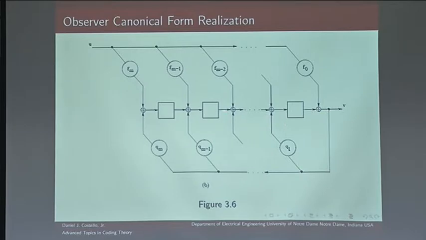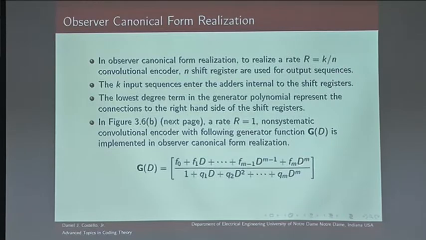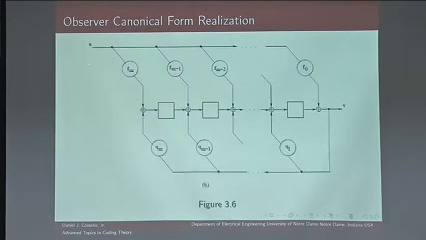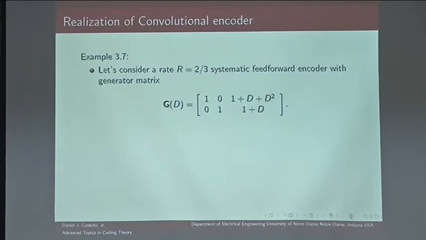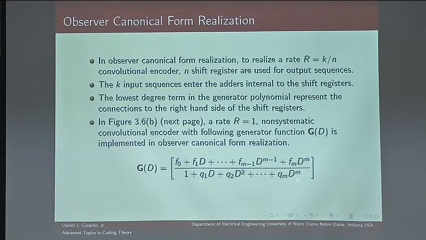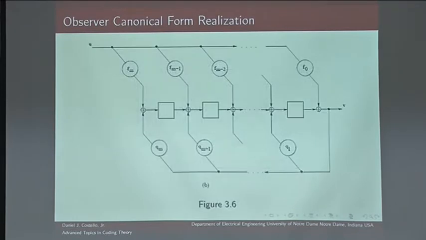So you have adders here internal to the shift register, and you have the numerator polynomial determining the connections into these adders, and the denominator polynomial here determining the fed back connections from the output to the input and to the internal adders.